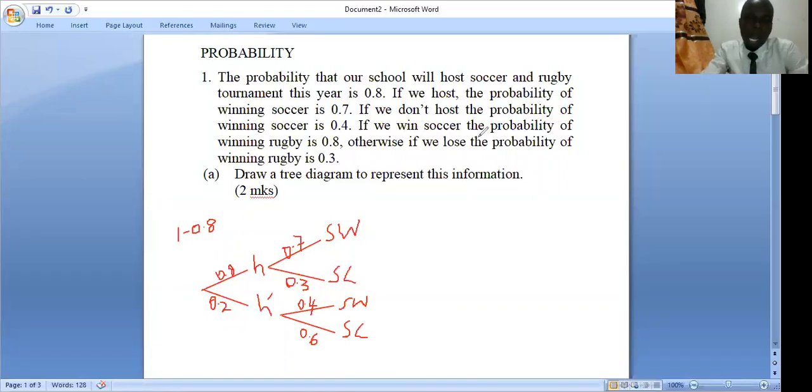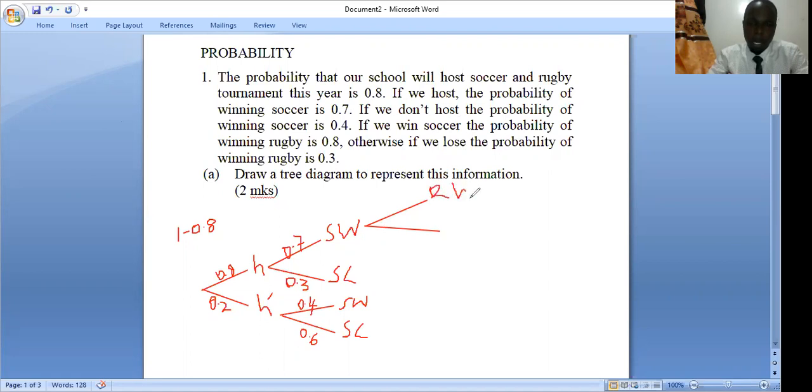If we win the soccer, the probability of winning rugby is 0.8. Otherwise, if we lose, the probability of winning rugby is 0.3. So if we win the soccer, it's a bit interesting. It is so nice because these are things that we'll be interacting with in life. We must always have our chances in life. So if we win the soccer here, it means that winning rugby will be under some chances.